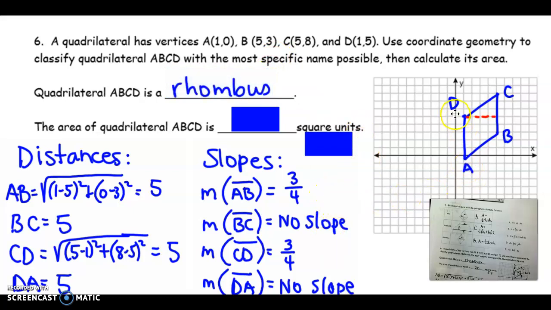To find the area, you could use one of these vertical lines as your base and then use this horizontal distance as your height, because remember, height and base have to be perpendicular. So a vertical and horizontal line are, of course, perpendicular, forming that right angle. So the base would be the side of your rhombus, which is 5, and if you count this horizontal length, it's a length of 4. So that would be your height. So base times height for the rhombus, 5 times 4, tells you the area is 20 square units.